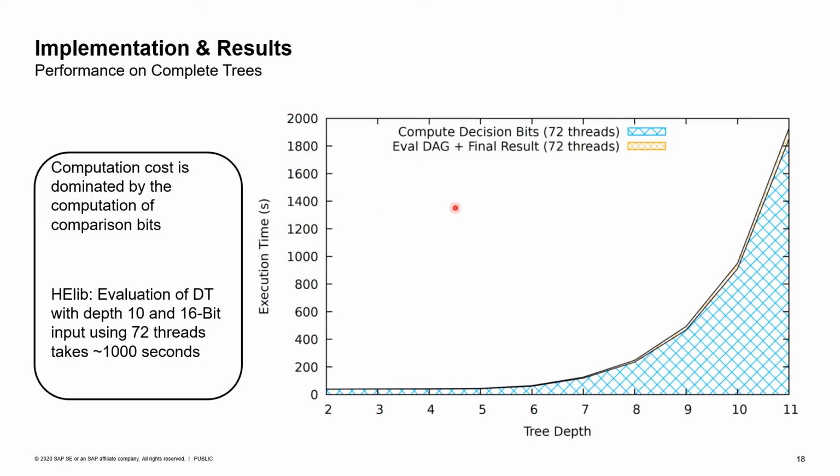This slide illustrates how the computation cost is distributed among the subtasks, which are the comparisons at the decision nodes, the evaluation on the path, and aggregation at the leaf nodes. As you can see here, the cost of computing the comparisons dominates the computation cost. Also, here HLIP, to evaluate a tree with depth 10 with input 16 bits using 72 threads, takes about 1,000 seconds.